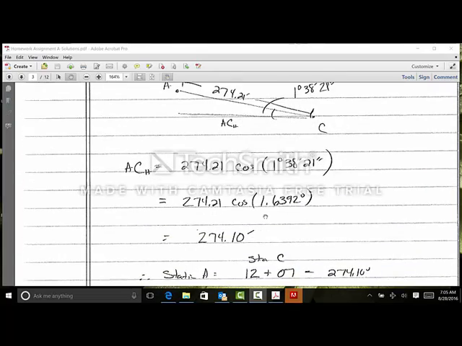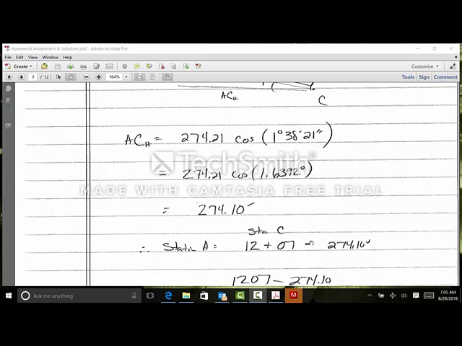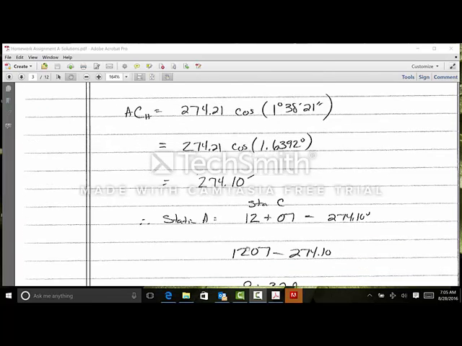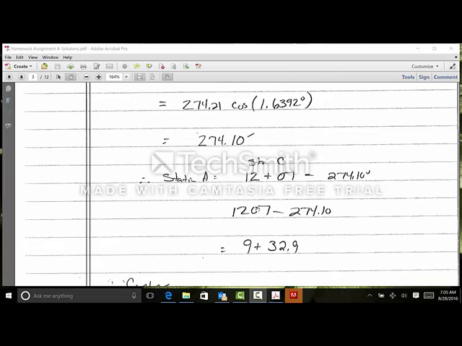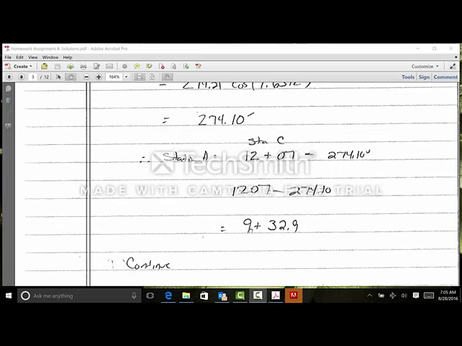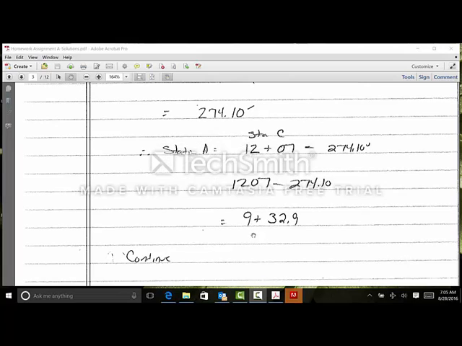So I will take 12 plus 0.7, subtract 274.1, and you see here I've just converted to regular feet, and that ends up being a distance of 932.9 feet. So 9 hundredths plus 32.9. So station A estimated is at 9 plus 32.9. And I do all my other stations exactly the same.